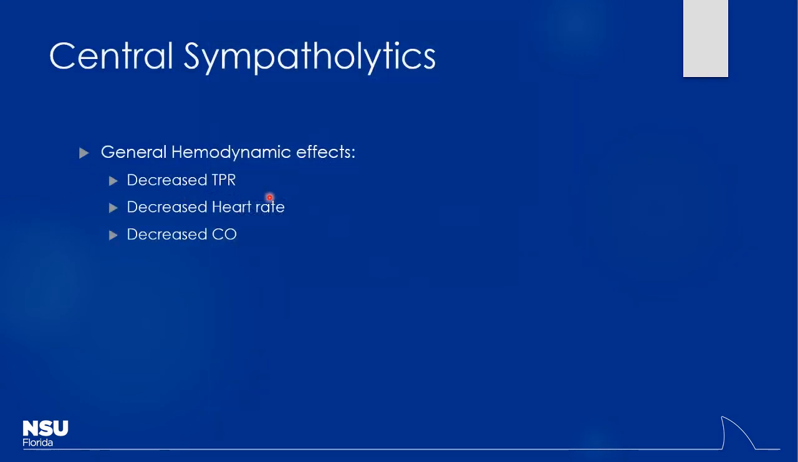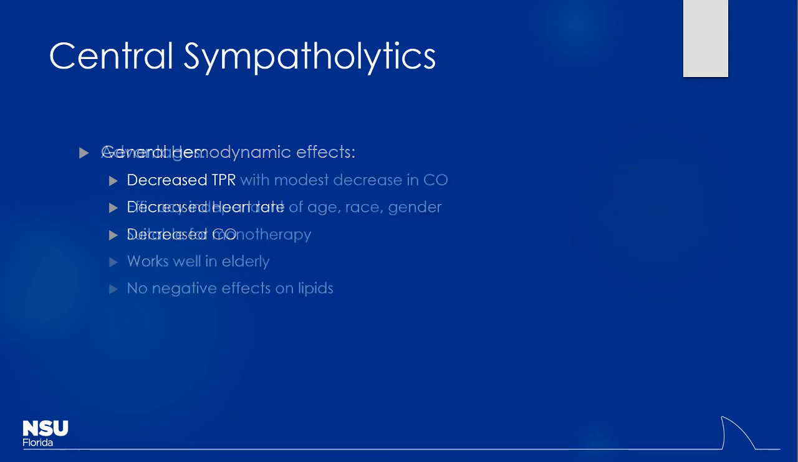Now, as I mentioned, TPR is going down, heart rate's going down, cardiac output's going down. This can be a decent alternative if a patient maybe is a bad candidate for other antihypertensives. Some patients may do really well on something like clonidine. So as I mentioned, decreased TPR with a modest decrease in cardiac output is great. This actually is independent of age, race, and gender as well. It kind of works for everyone. You'll find that certain drugs work better in black populations, certain drugs work better in elderly populations. This works in everyone for the most part, and can be used as monotherapy.